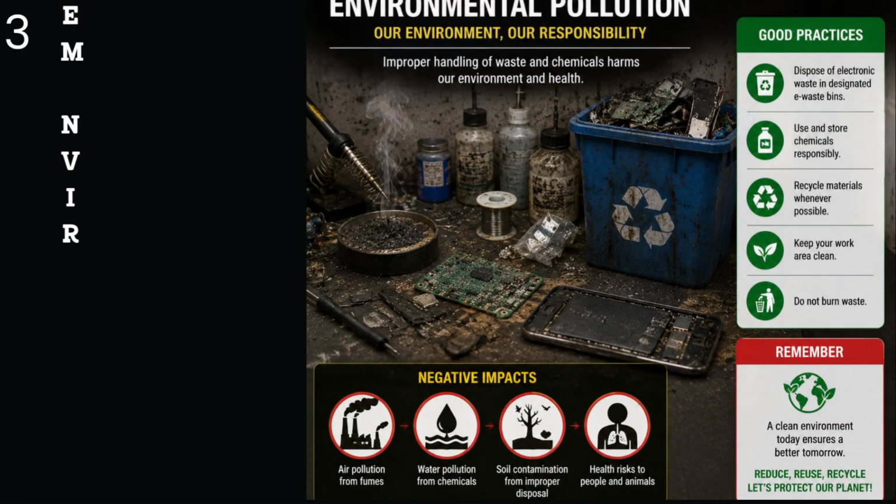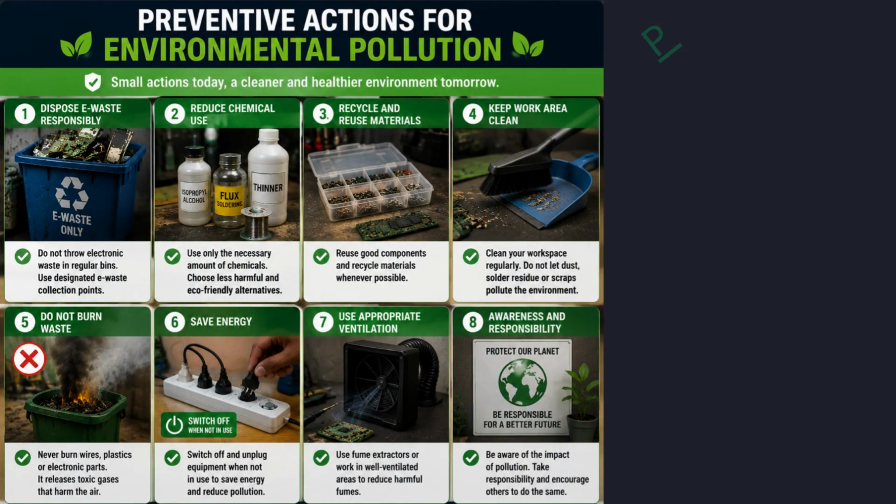3. Environmental pollution. Explanation: during phone repair, damaged batteries, broken screens, circuit boards, and other electronic components become waste. Improper disposal of these materials can pollute the environment and pose health risks to people and animals.